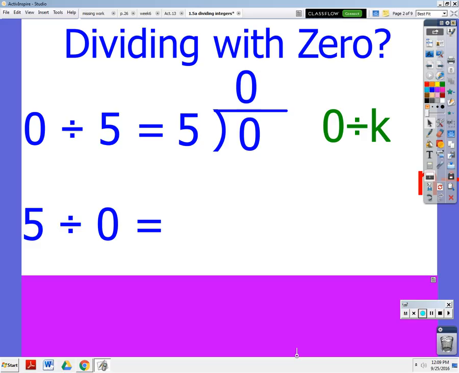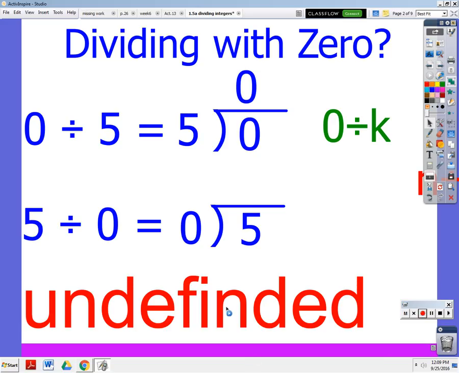In this problem, we have 5 divided by 0. So again, I want to use my division bracket. I'm going to put my numbers inside there. So I have 0 going into 5. I need to think 0 times what number would get me to 5? There isn't a number that I can use to get to 5. 0 times any number is going to be 0. So when you have a problem like this, it's undefined. You cannot solve problems that look like that.